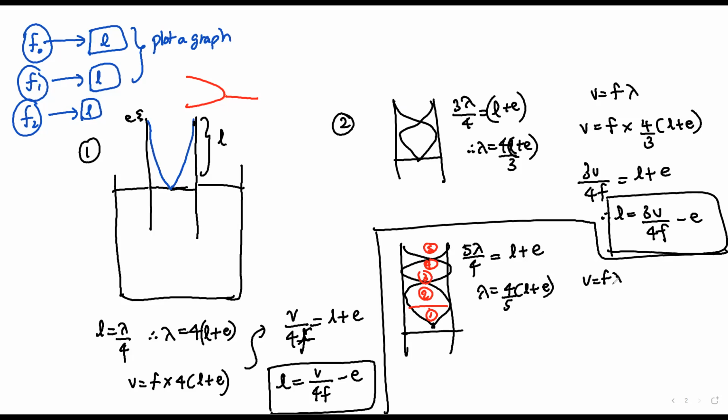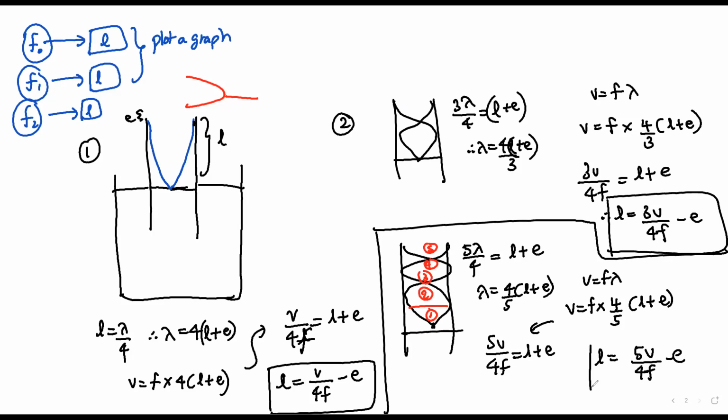V is equal to F lambda. V is equal to F times 4 over 5 (L plus E). So we can say 5V over 4F is equal to L plus E, and L is equal to 5V over 4F minus E. We got 3 expressions. First one this, second one this, third one this. So you can see there's a certain pattern.